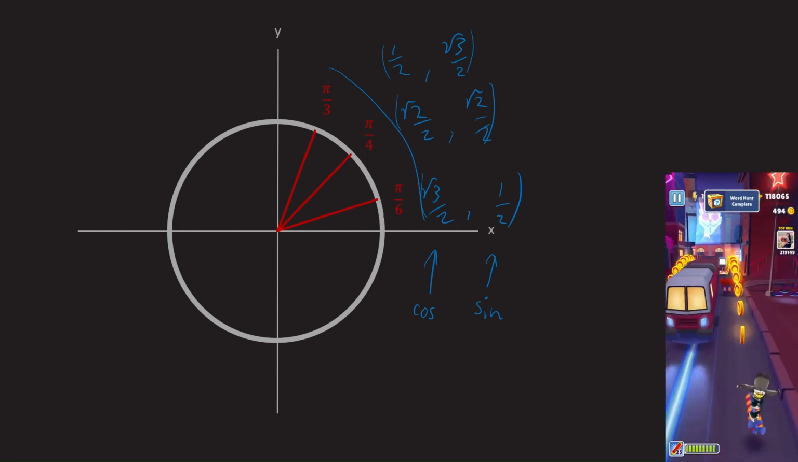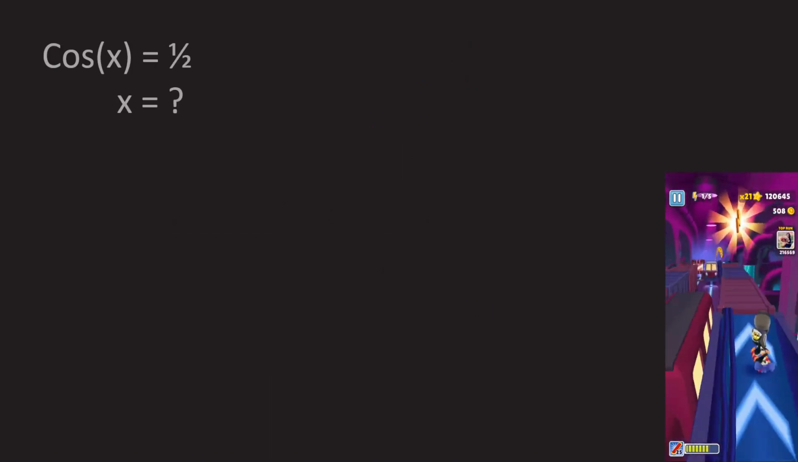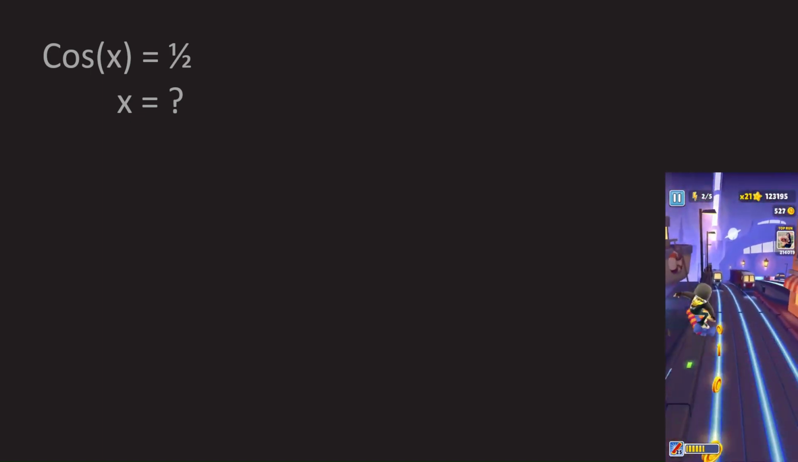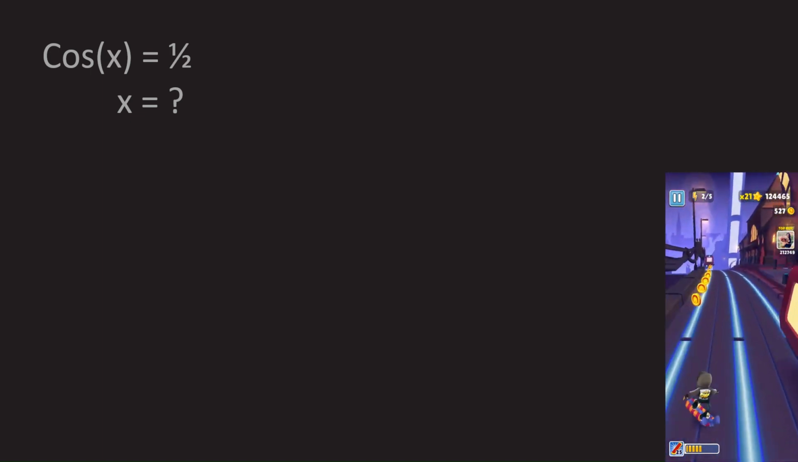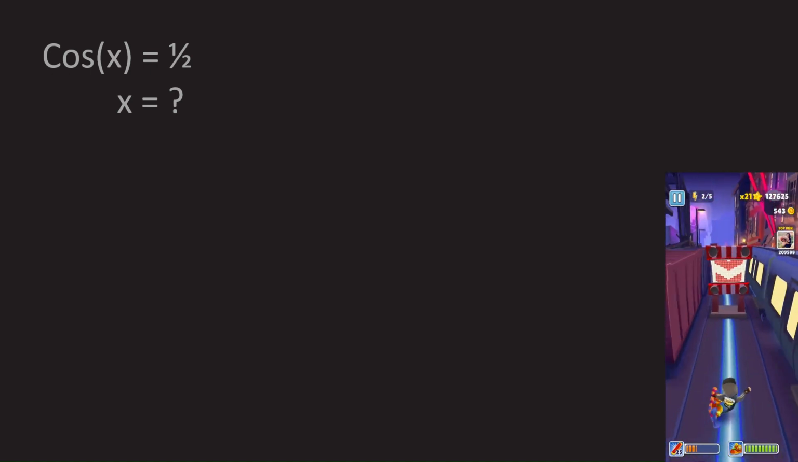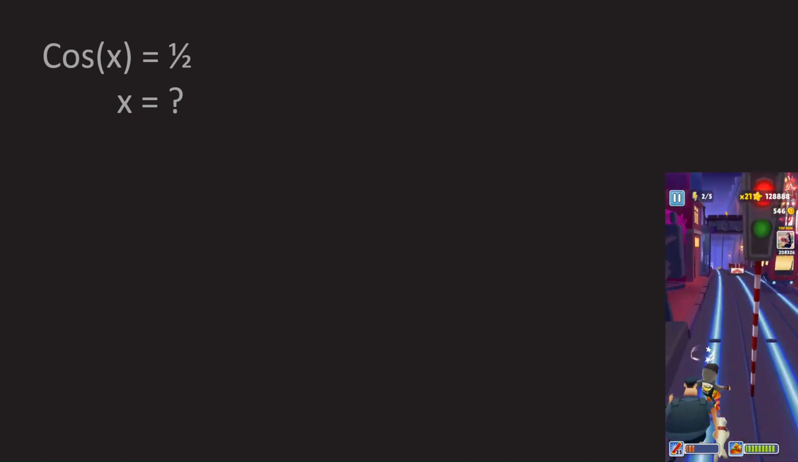Let's see how this goes in an actual question. So let's say you come across this: cos x equals 1 over 2, what does x equal? And this is what you would do to draw it, and then once you have drawn this, you don't have to draw it again for the rest of the test. And if you have only done this a few times, you'll probably have memorized all the values anyway.